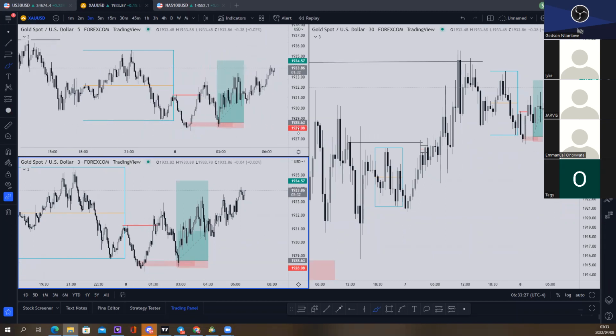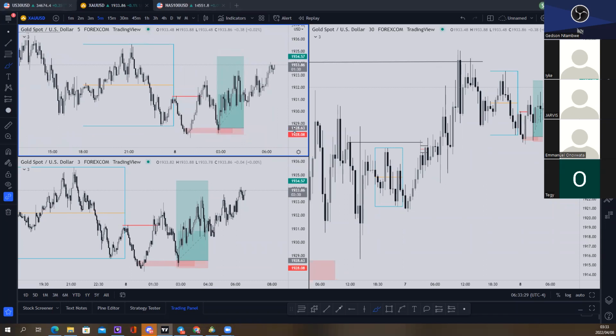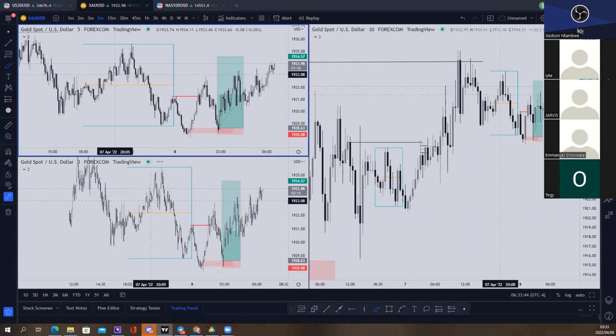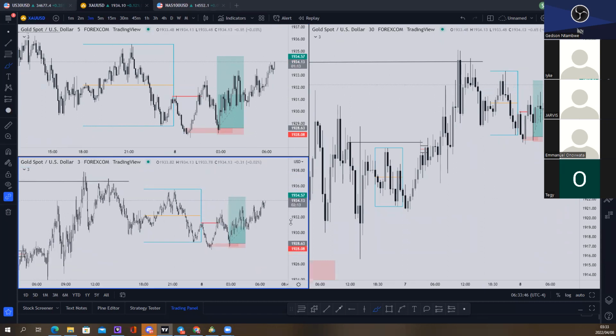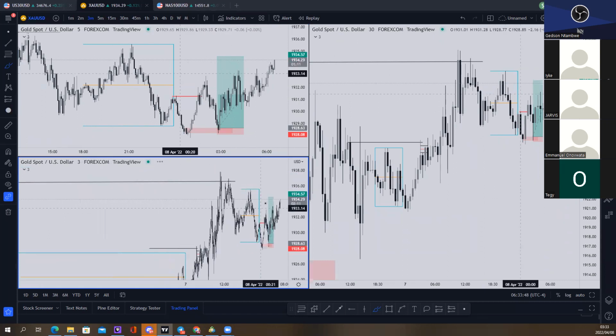Yeah, I was just watching gold right now. I just saw a global setup on the 3-minute time frame. I'm looking for a 3 drive pattern. To sell or what? Yeah, I'm looking for a sell, but there is no confirmation yet because I'm waiting for the 3 drive pattern to form.